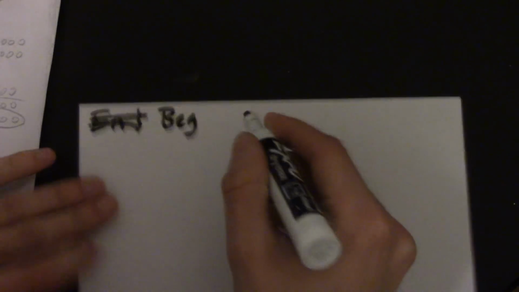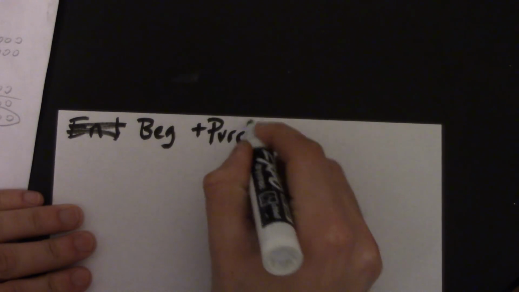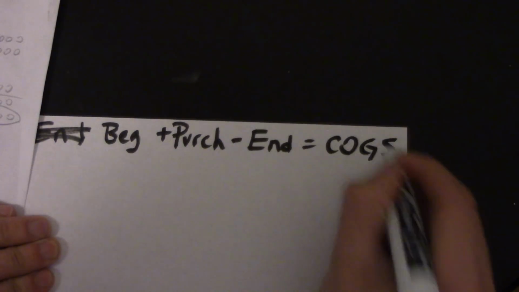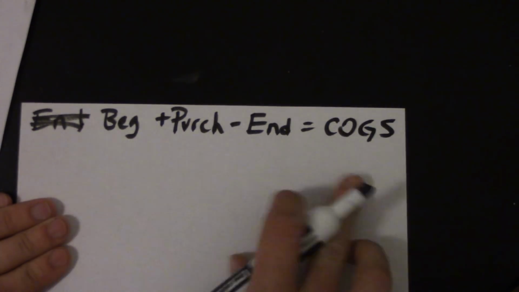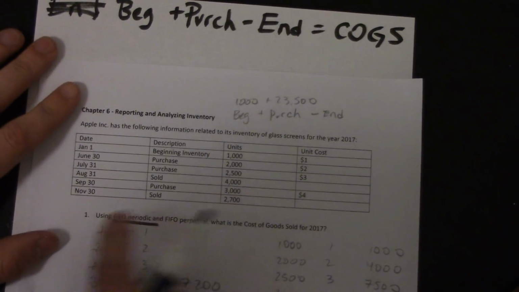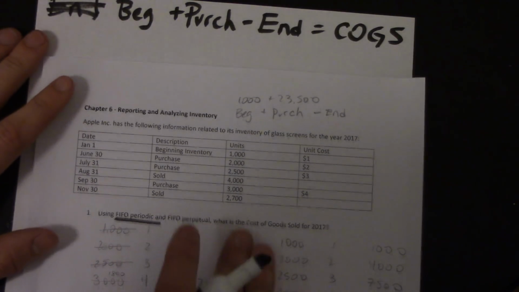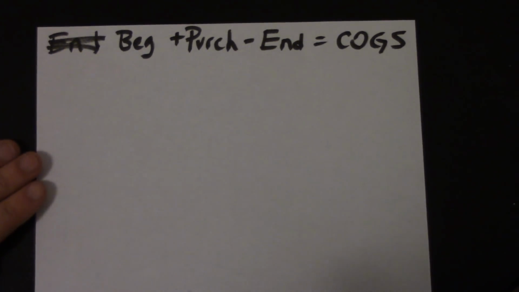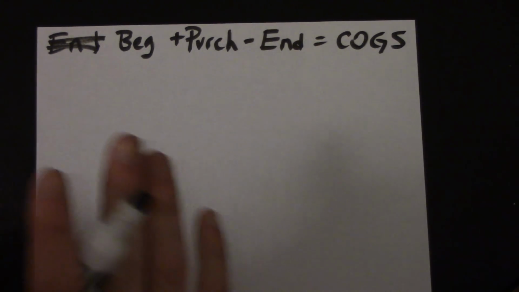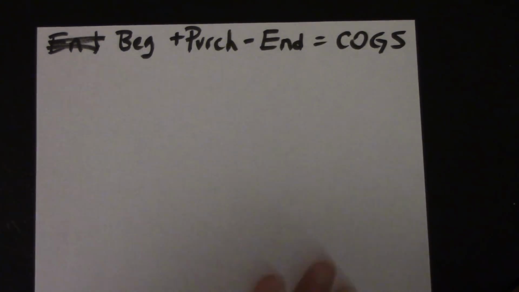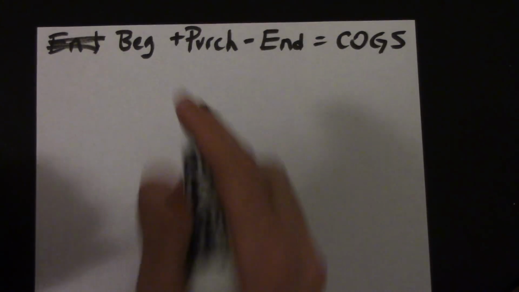To begin, we should just go over the equation. Beginning inventory plus our purchases minus ending inventory gives us cost of goods sold. So that equation we'll be using pretty much this whole time in Chapter 6. So if we look at the facts, we're going to be going over FIFO periodic first. A periodic inventory system updates the inventory at the end of the period. So in other words, we don't care about when we sell the inventory. We're just going to wait for that until the end of the period.